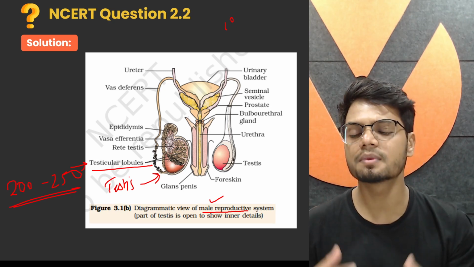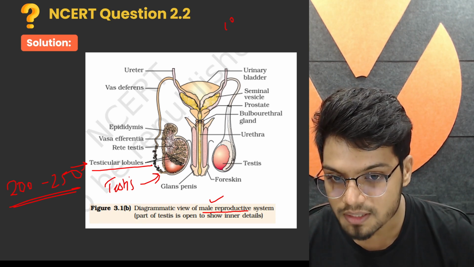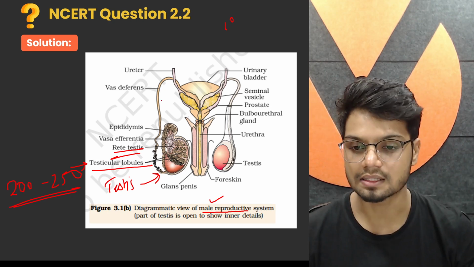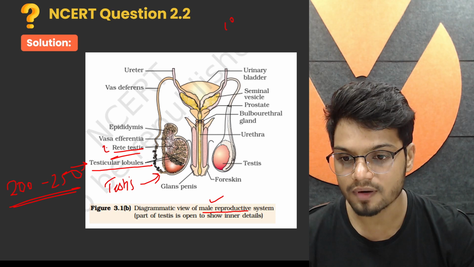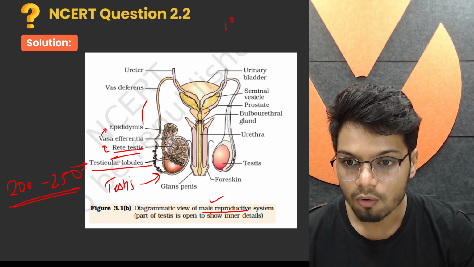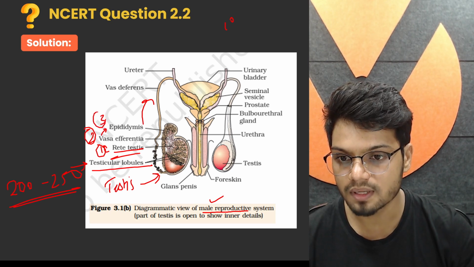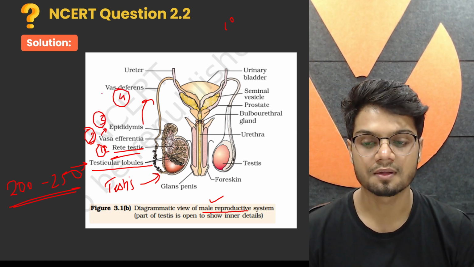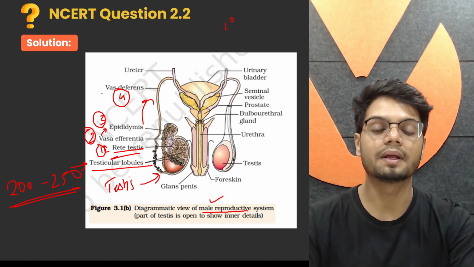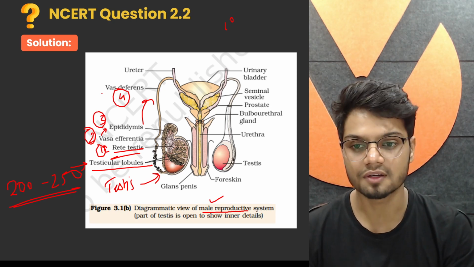Now, when the sperm is released from the seminiferous tubules, the first place it reaches is the rete testis. From the seminiferous tubules to the rete testis, then to the vasa efferentia, then to the epididymis, and after the epididymis it reaches the vas deferens. The vas deferens is the location where any sperm which is not functioning properly is killed or sent back. That is the mechanism of the vas deferens.